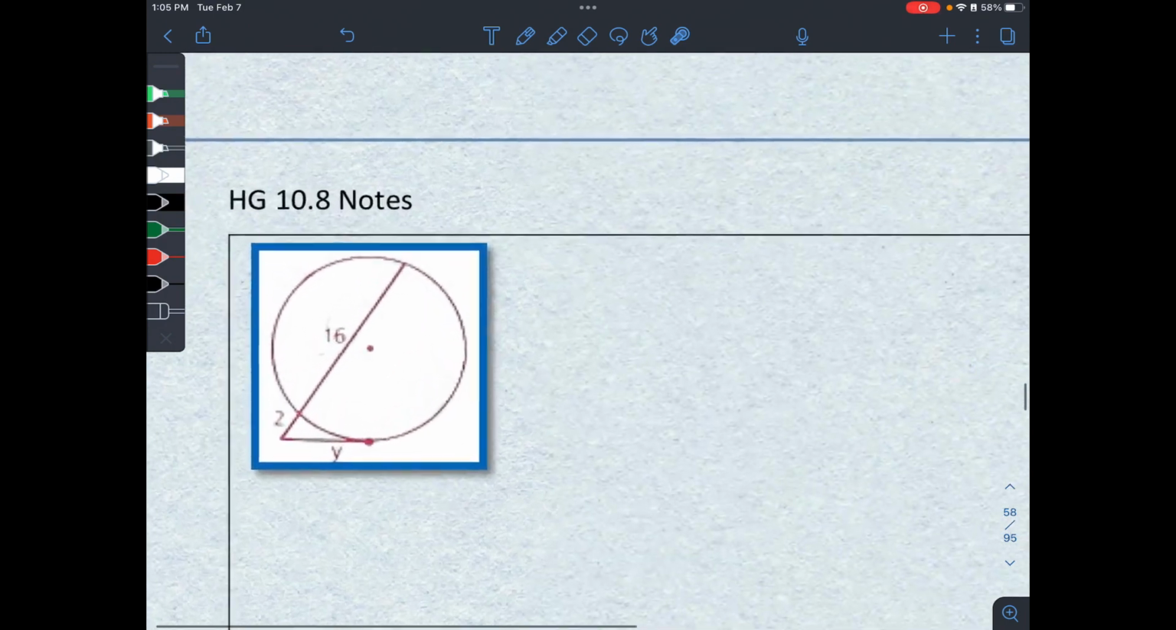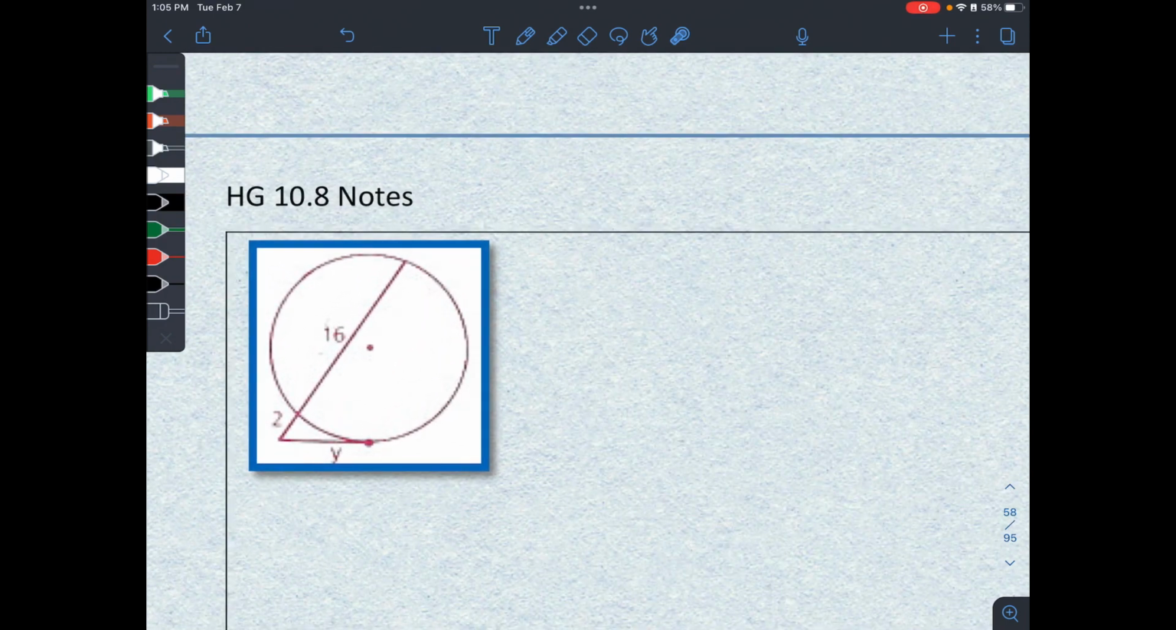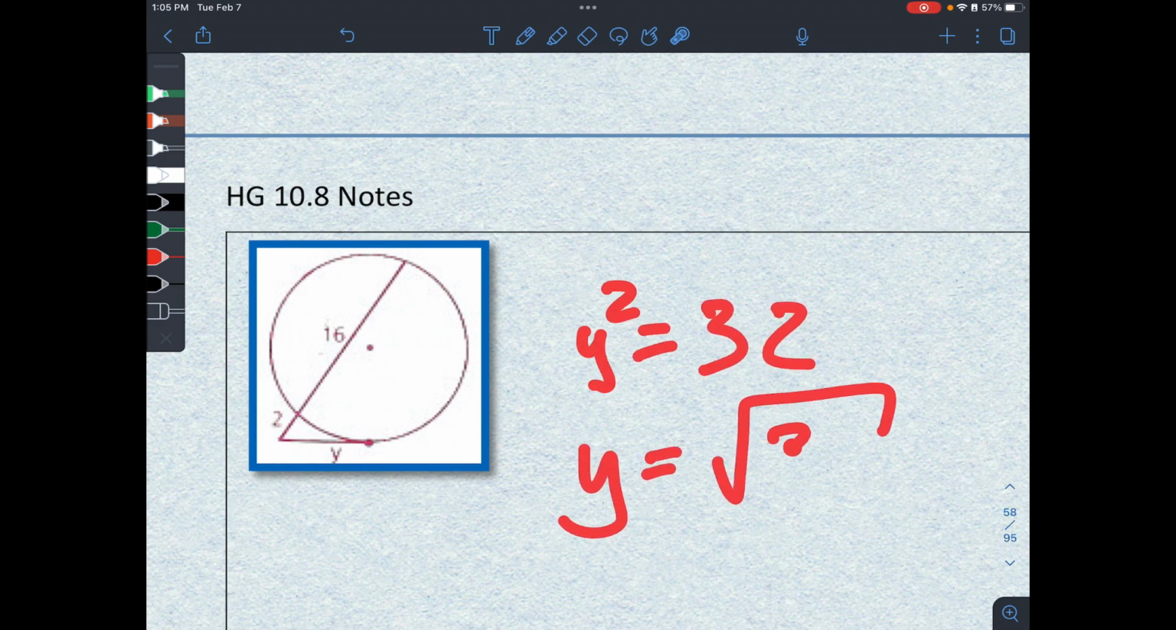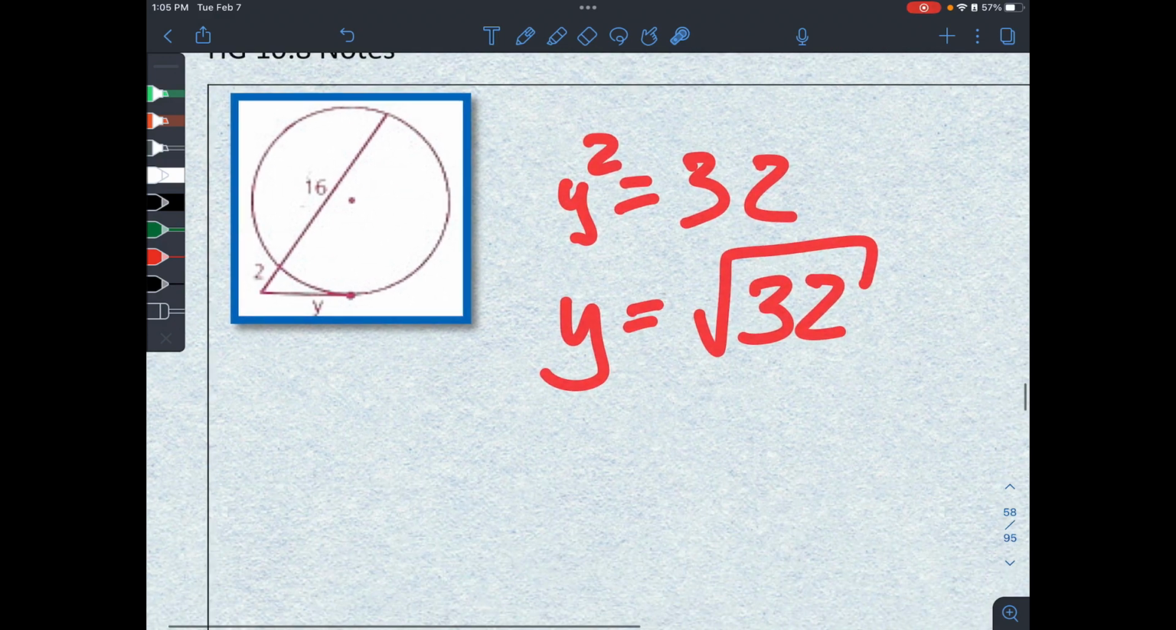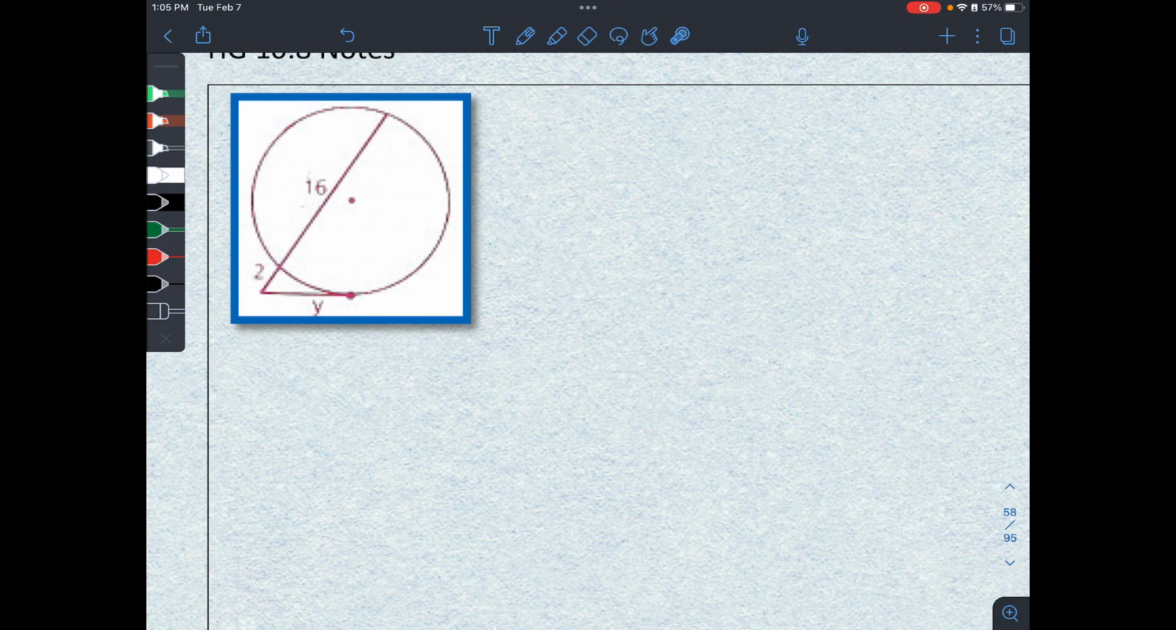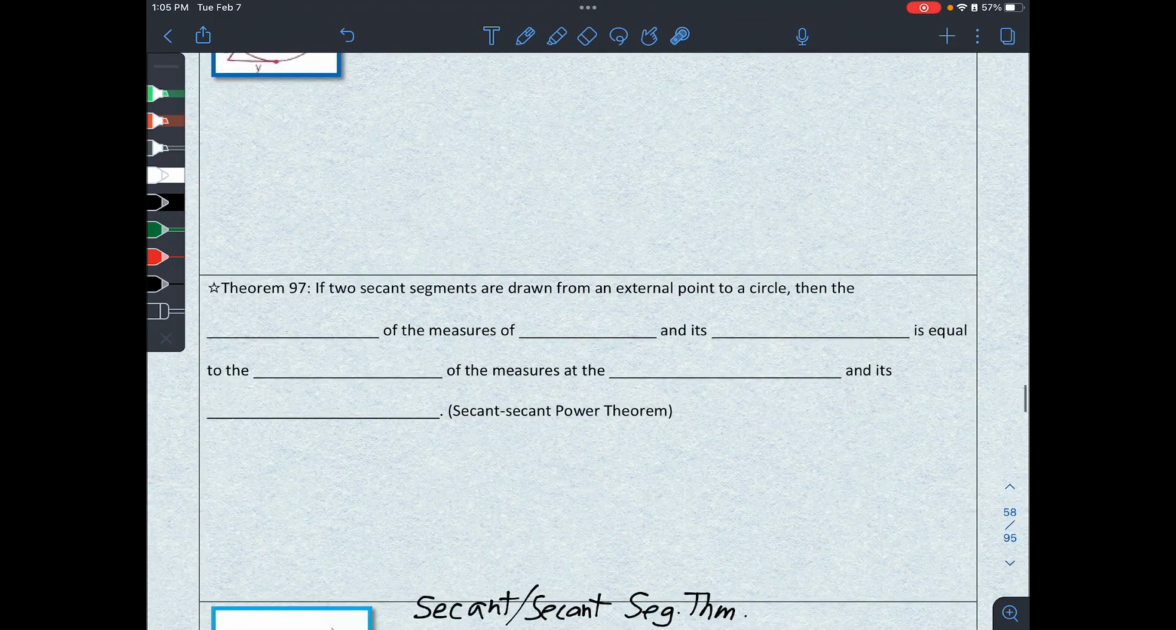And again, they're going to give you problems like that. So y squared is equal to 32. Don't forget to simplify your radicals, all that good stuff. So y is equal to the square root of 32, which we all know is 4 root 2. And we can ignore the negative here because these are positive distances.